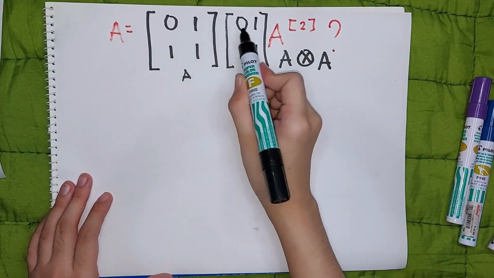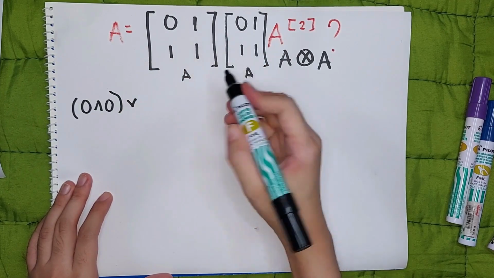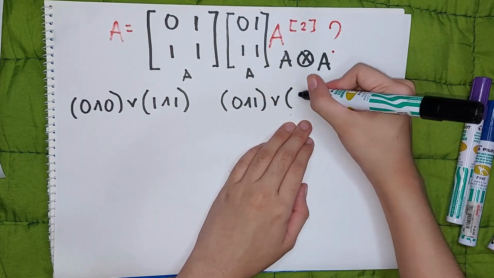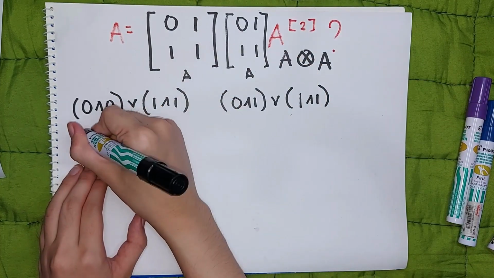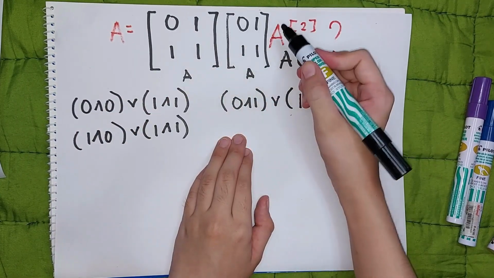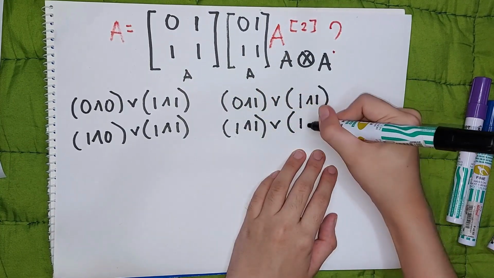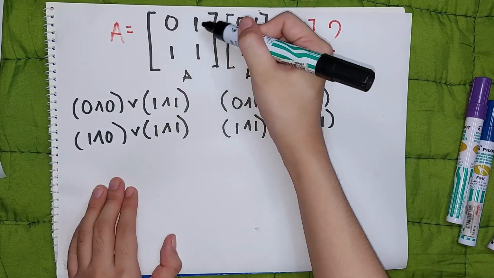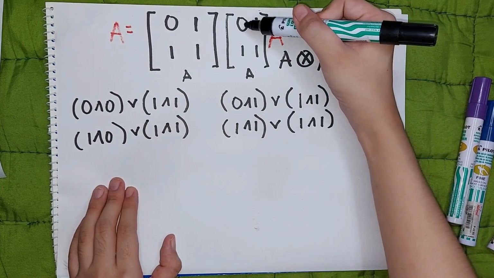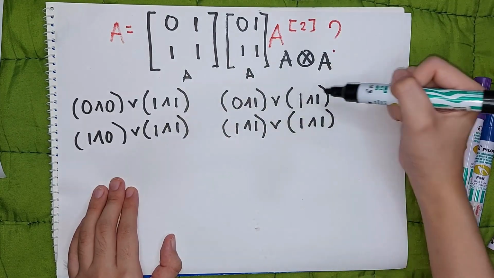So let's start the meet and join. 0 meet 0, and it will join 1 meet 1. 0 meet 1, and it will join 1 meet 1. 1 meet 0, and it will join 1 meet 1. Next, 1 meet 1, and it will join 1 meet 1. Let's check if it is correct. So 0 and 1, 0 and 1, 1 and 1, 1 and 1.